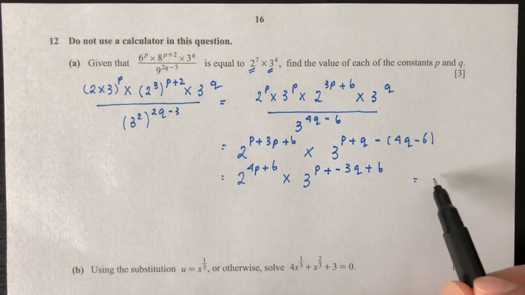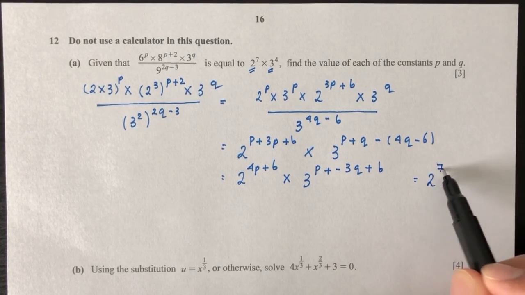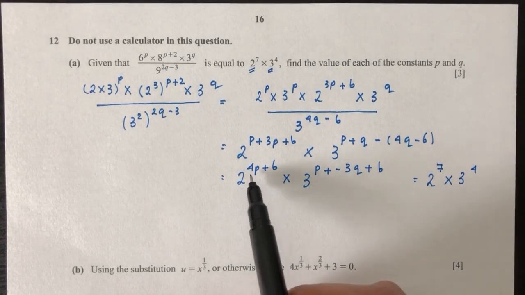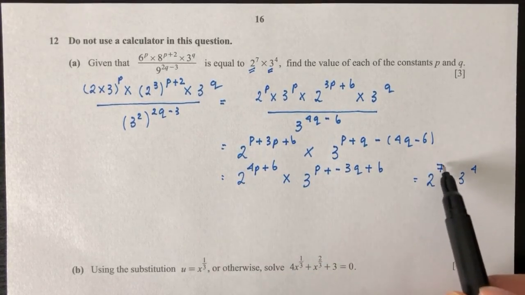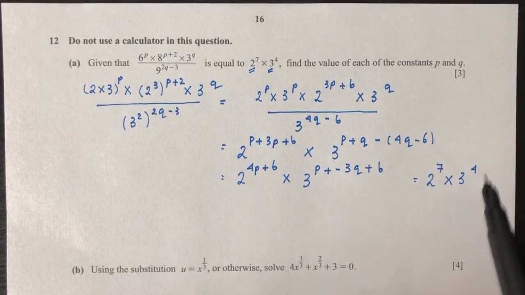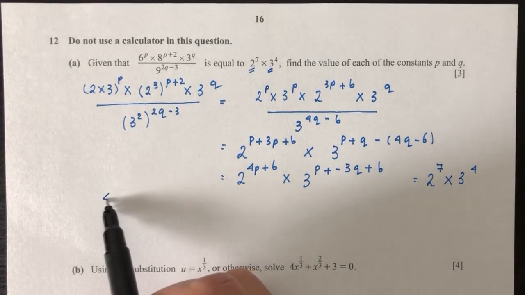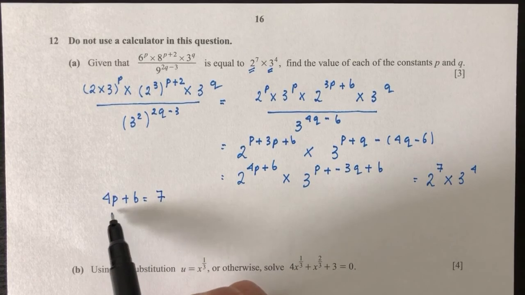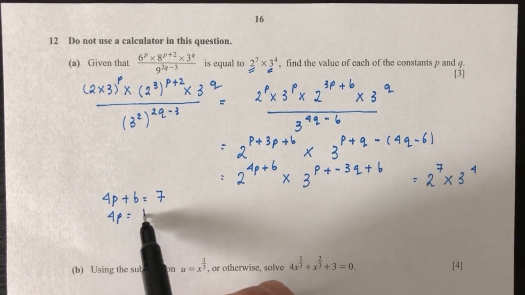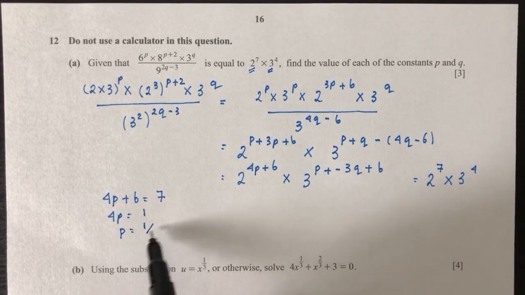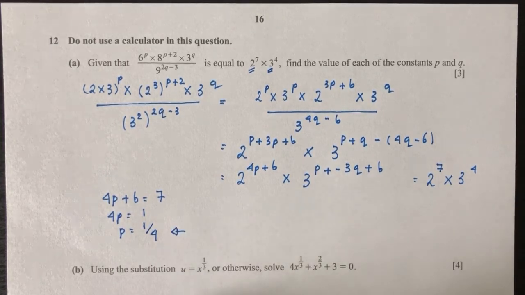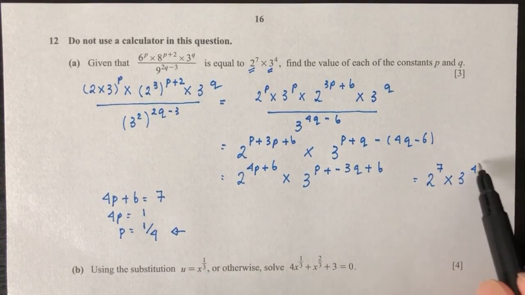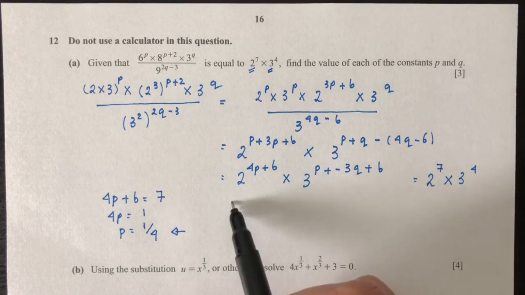Basically the final answer should be 2^7 times 3^4. So it means this power here is equal to 7 and this one equals 4. So let's equate. 4p plus 6 equals 7. So 4p equals 1. So p equals 1 over 4. That's the first value. Now for this one, the power is this, but it is supposed to equal 4. So let's do that.